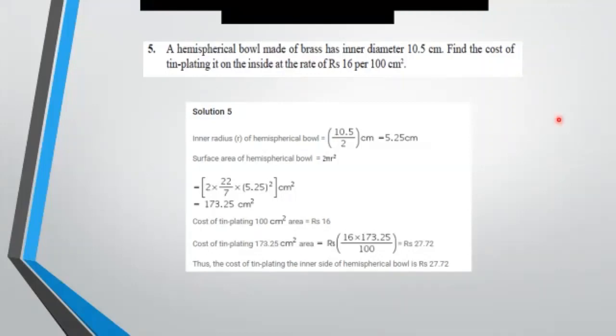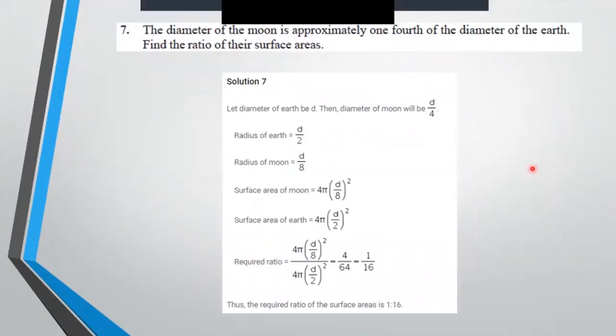Fine. Finish the 5th one. We'll move to the 7th one now. Going ahead to the 7th one again.